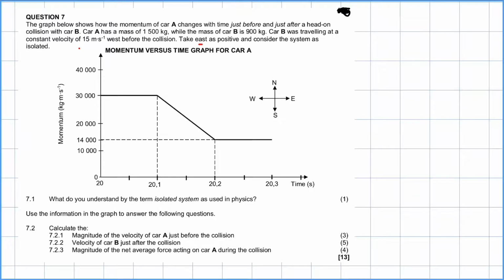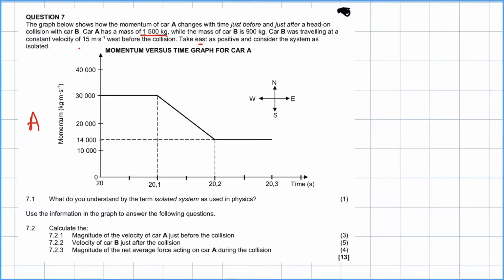Okay, we'll look at another question on momentum, and this time we are looking at a question that has a graph. The graph below shows how the momentum of car A changes with time just before and after the head-on collision with car B. So that graph is for car A.